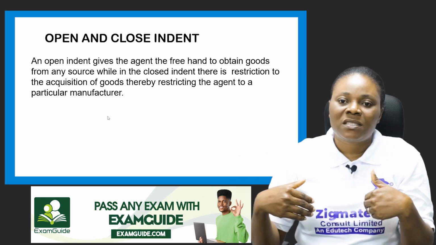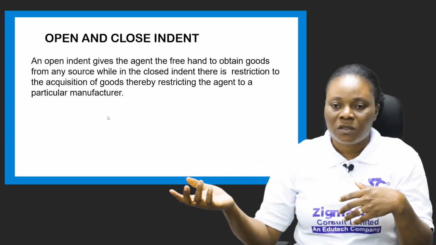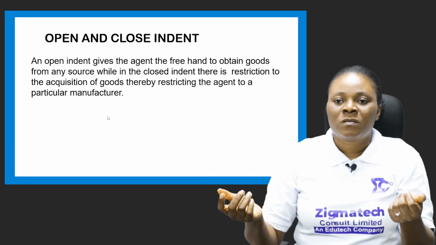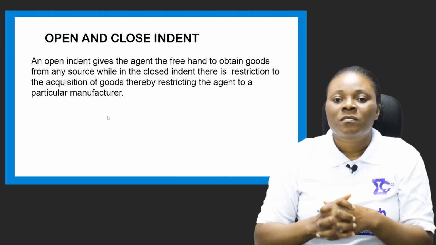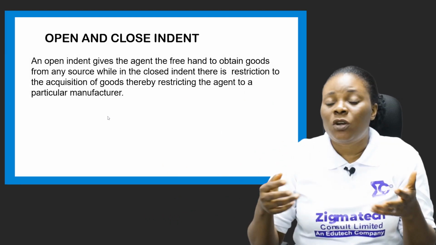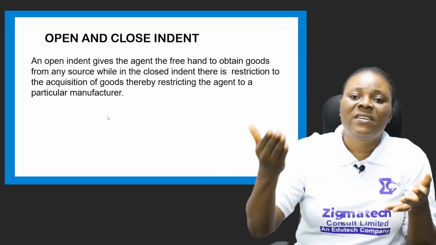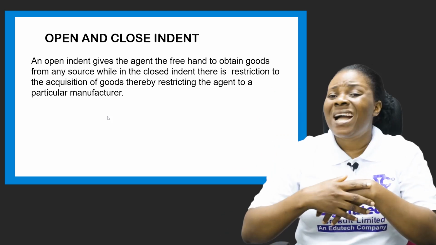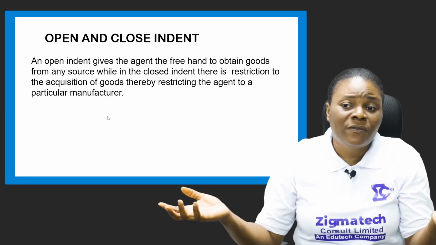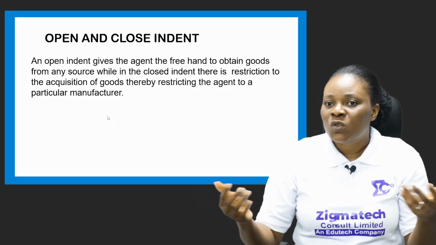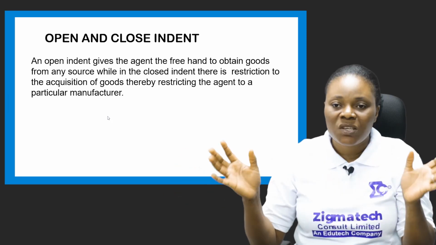Now let's assume that I'm in Port Harcourt and I get goods from Lagos or from any other place. And I have an agent that assists me in getting my goods. If I decide to give my agent an open indent, I'm simply telling my agent that, okay, all these goods I've listed for you, you can get them from any source, you can get them from any place, you can get my goods from any manufacturer. So it gives the agent the free hand to source for the goods from any source.